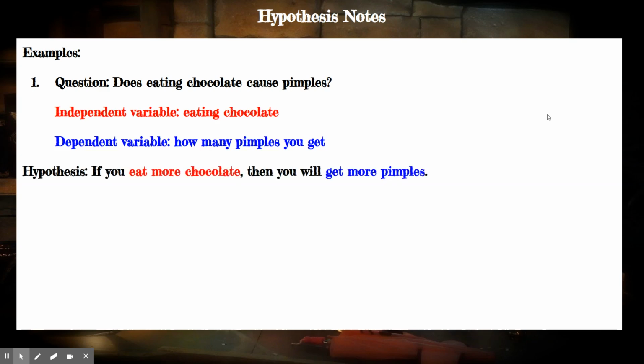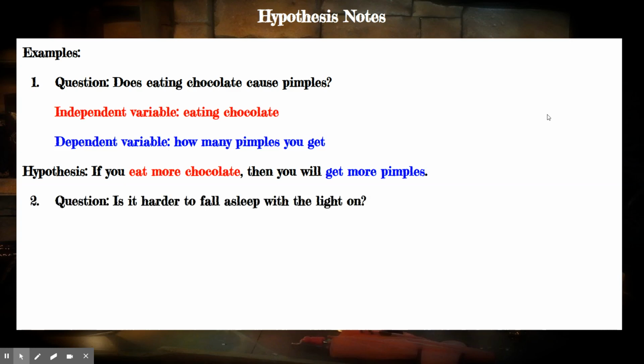So our hypothesis would be: if you eat more chocolate, then you will get more pimples. Hopefully from there you can see how we came up with our question first, then identified our independent and dependent variables. We know from our hypothesis formula that we're going to have an if-then statement, and literally we just plug in the variables where they go.